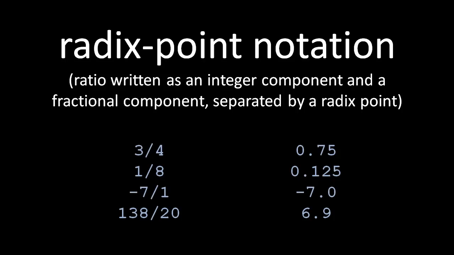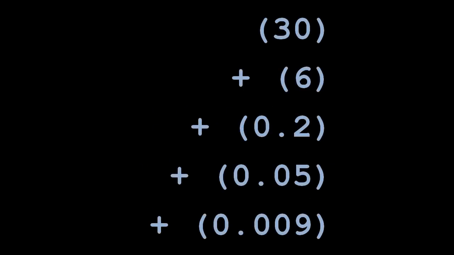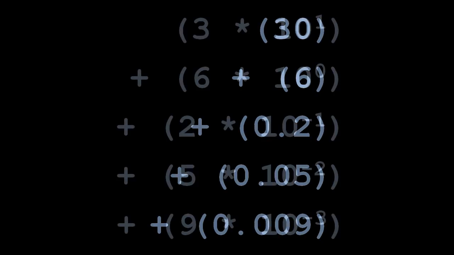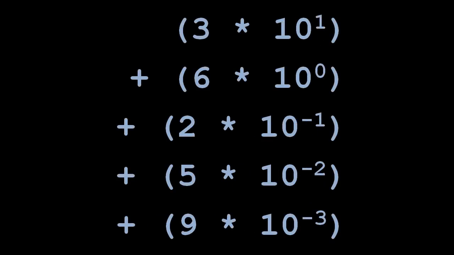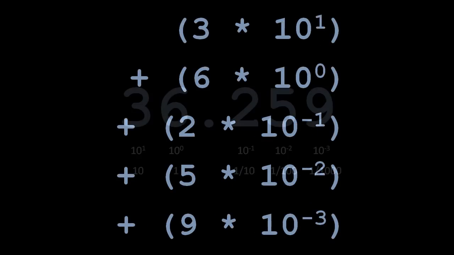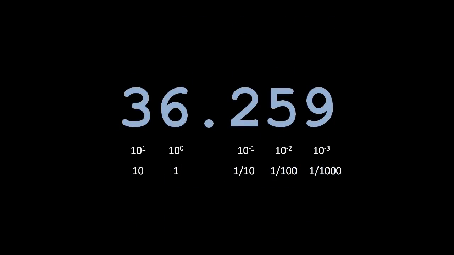To understand radix point notation, we need to revise our definition of positional notation. Let's say we have the number 36.259. We can represent this as the sum of the individual digit places like so, which in turn is equivalent to the sum of each digit place multiplied times some power of 10, the number base. What's new here is that the digit places to the right of the radix point have negative exponents, whereas the digits to the left of the radix point are multiplied by the number base raised to an exponent that increases starting from 0. The digits to the right of the radix point are multiplied by the number base raised to an exponent that decreases starting from negative 1.